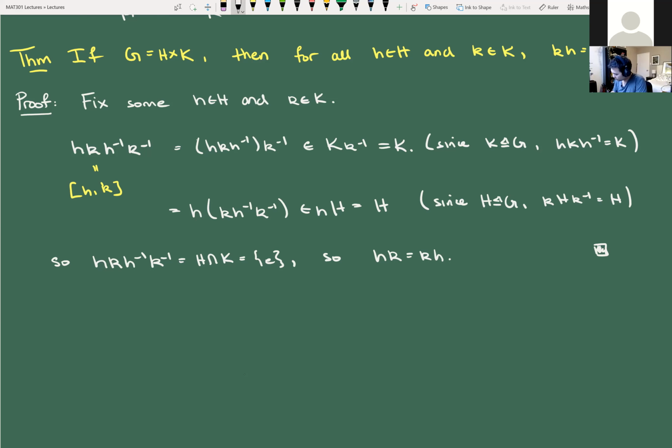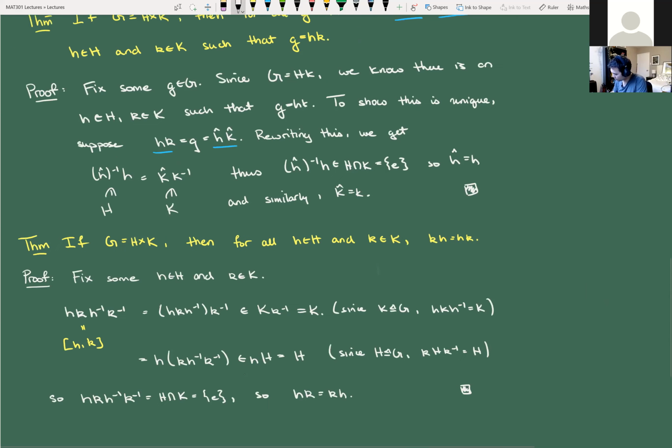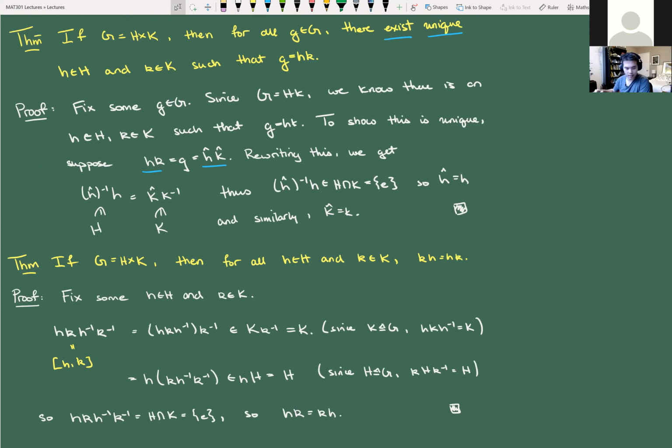Okay. Are there any questions about these two things? These are the two critical things to keep in mind. If you have an internal direct product, every element can be written as H times K in a unique way, and those H and K really don't interact with each other because they commute. Obviously, at the end of the day you still have to multiply them together, but morally speaking, they do their own things.